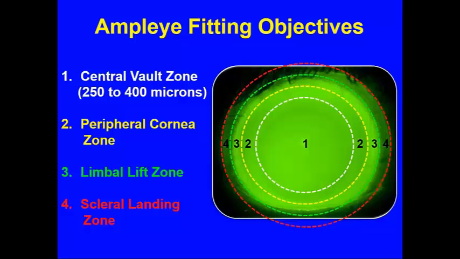The limbal lift zone extends beyond the cornea and allows the lens to be elevated away from the limbal area. Finally, the lens lands on the bulbar conjunctiva in zone 4, what we call the scleral landing zone of the lens.